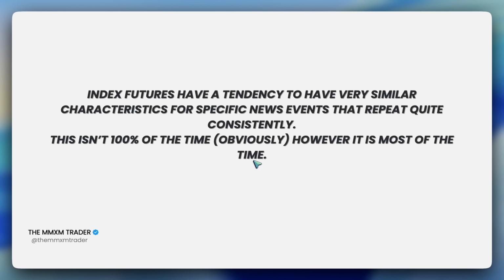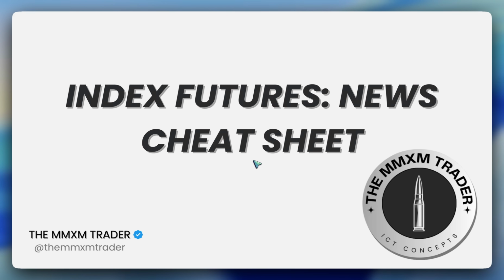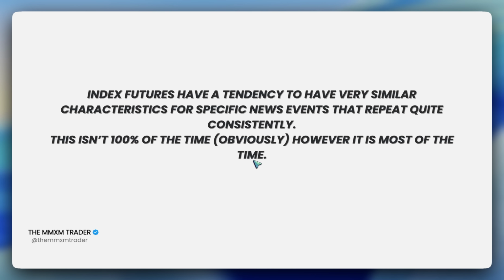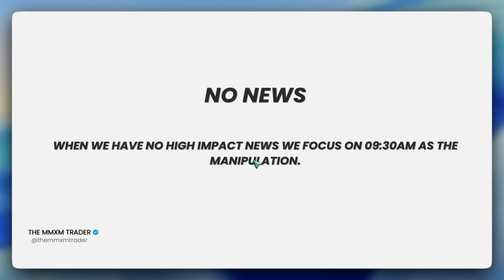Now you guys will be familiar with the cheat sheet I put up on Twitter, Instagram, and Telegram, where I shared it publicly, but now I'm going to break this down for you on a chart, what it looks like when we have those specific news events. Index futures have a tendency to have very similar characteristics for specific news events that repeat quite consistently. This is also why I love index futures, because you don't have the same consistency on Forex. This isn't 100% of the time, obviously. However, it is most of the time, and if you go backtest this, you're going to see this in your charts.